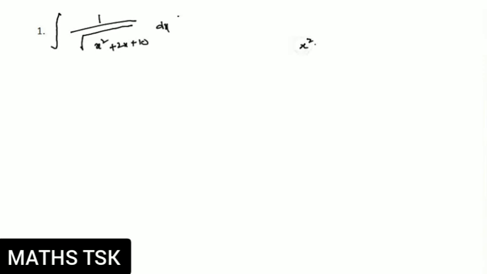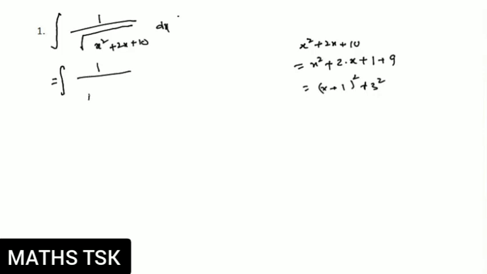First work is x square plus 2x plus 10. This can be written as x square plus 2 into 1 into x plus 1 square plus 9. So we write it as a perfect square, x plus 1 whole square plus 3 square. Now if you come to the integration, this can be written as integration of 1 by root of x plus 1 whole square plus 3 square into dx. So this integration can be written using the formula.